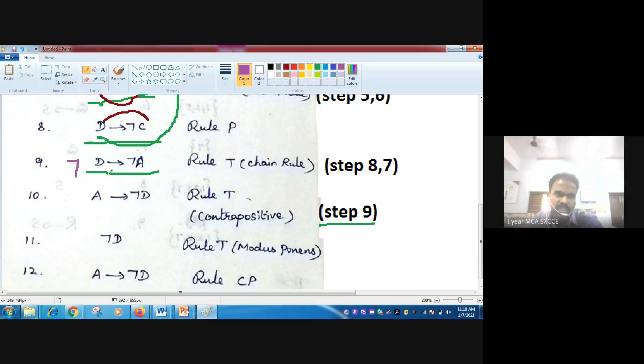Apply negation on both sides and reverse. Take the reverse. D goes to negation A, if you take the reverse, what do you get? Negation A goes to D. So this is the reverse. After taking the reverse, you apply negation on both sides. If you apply negation, what is the negation of negation? It is A. Right? A. That is A goes to negation D.